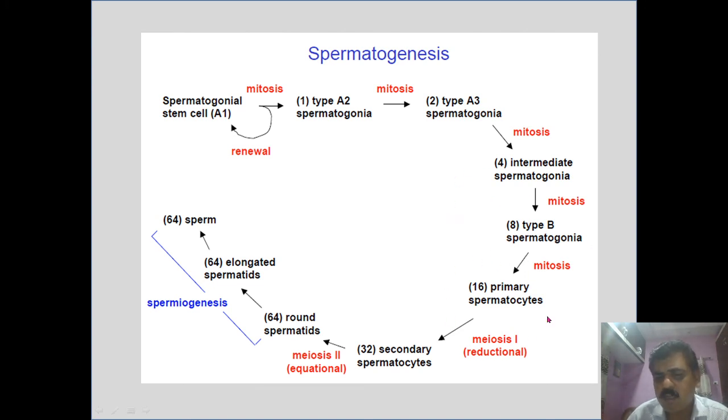Then the primary spermatocytes undergo meiosis 1 or reductional division, and these diploid spermatocytes become haploid, giving rise to double the number of secondary spermatocytes, which are haploid in nature. And the secondary spermatocytes undergo meiosis 2, the equational division, and form the spermatids. These spermatids undergo the maturation or differentiation phase. The process is called spermiogenesis, and finally the sperms are formed. So this is the complete process of spermatogenesis.